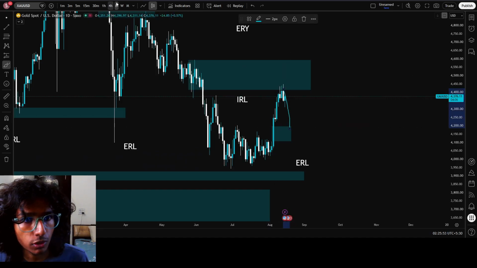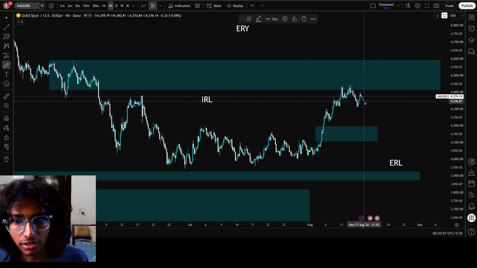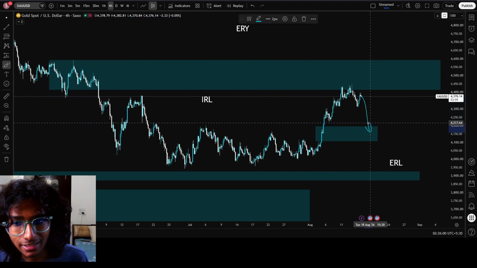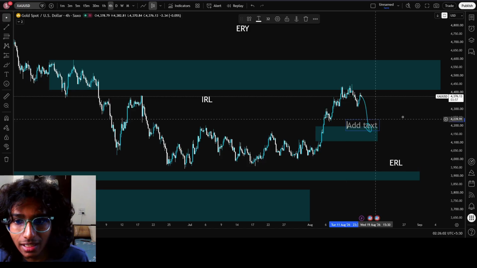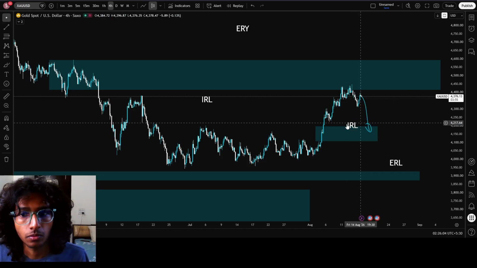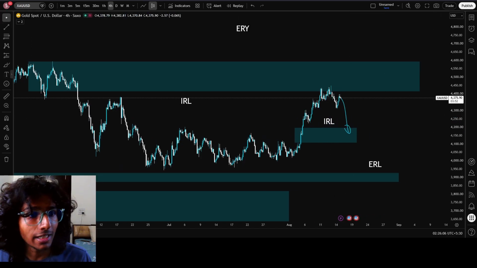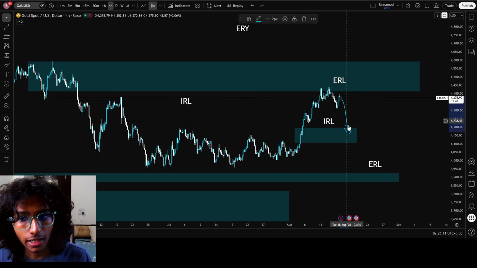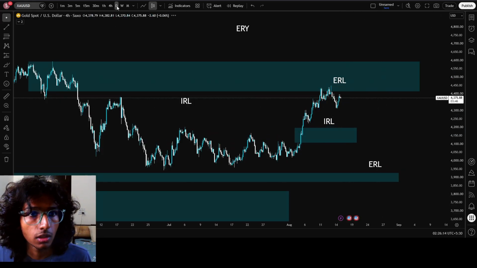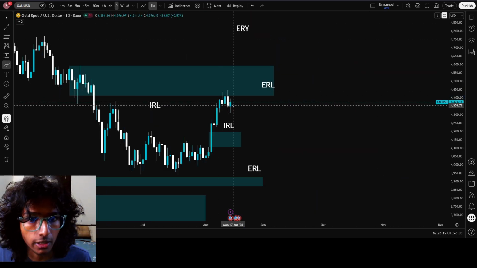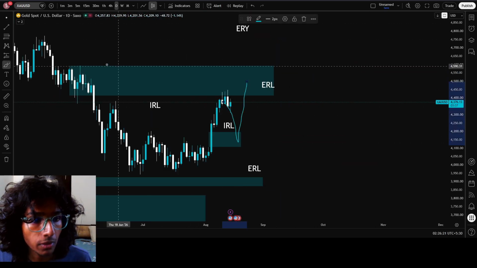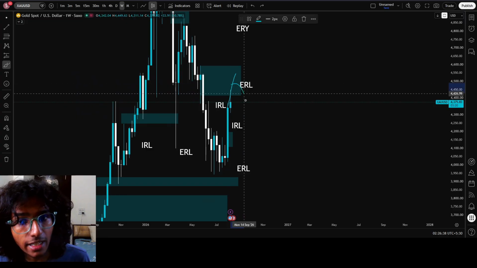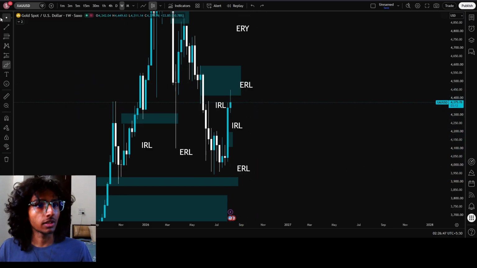So in this case, for the daily, this is the daily. Price comes over here, takes this, and causes that IRL for the daily, and takes the ERL for the daily. After that, it comes here, goes up, goes into the deeper level, and then it might go down. That's how IRL, ERL works.